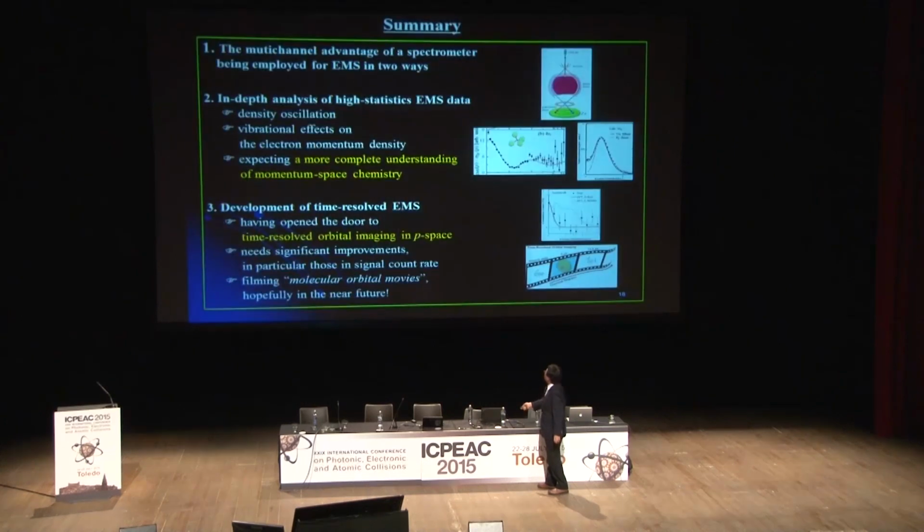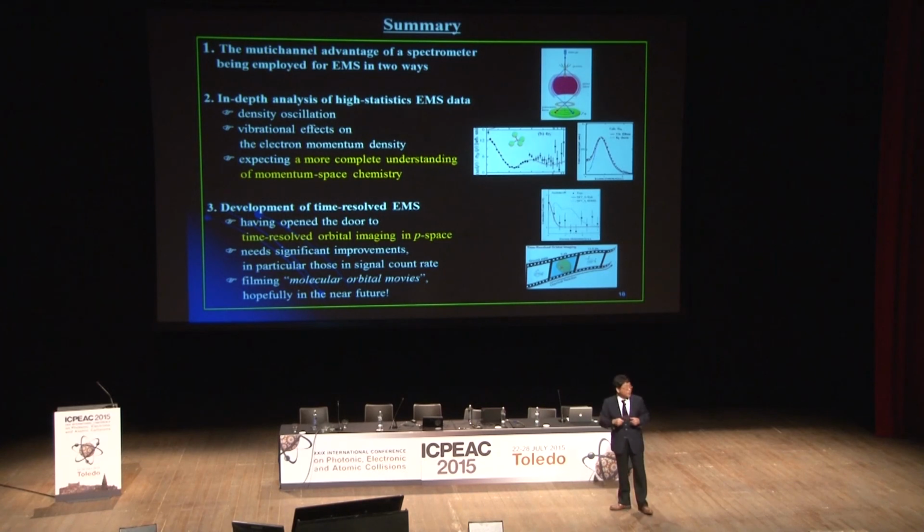Finally, let me summarize my talk. We have employed the multi-channel advantage of an EMS spectrometer in two ways. One is to make an in-depth analysis of high statistics EMS data for density oscillation and the vibrational effect on the electron momentum densities. We expect a more complete understanding of momentum space chemistry will be achieved, which could be useful for various fields of research. The second is to develop time-resolved EMS.